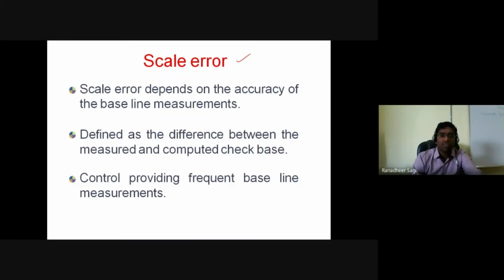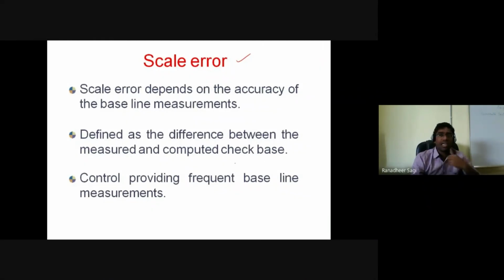Okay, so how is this scale error defined? Simply, it is nothing but error. It is defined as the difference between the measured value and the computed value. How much have you measured and how much have you calculated? The difference in those two values is what we call your error.